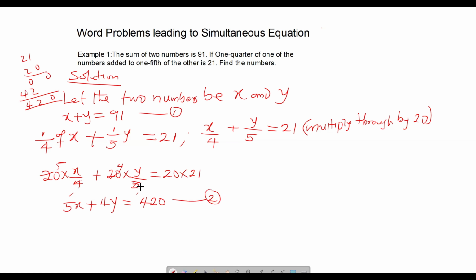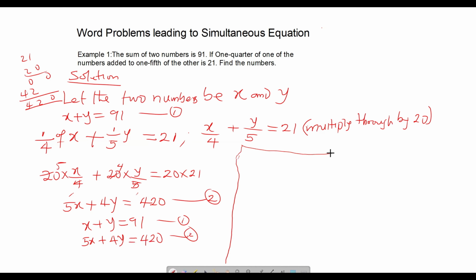Do you see that we have formed a simultaneous equation from the question? The first equation is saying x plus y equals 91, and the second equation is saying 5x plus 4y equals 420. So we can now use either our substitution method or our elimination method.